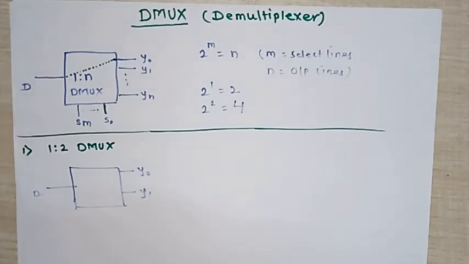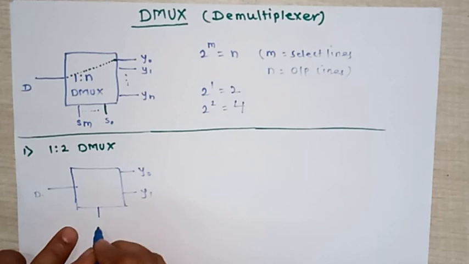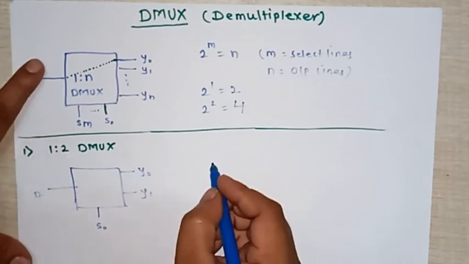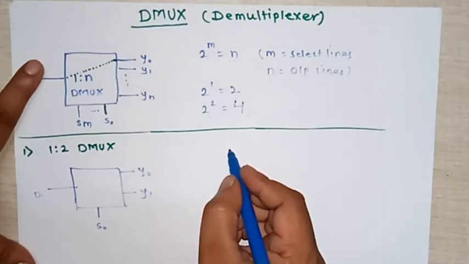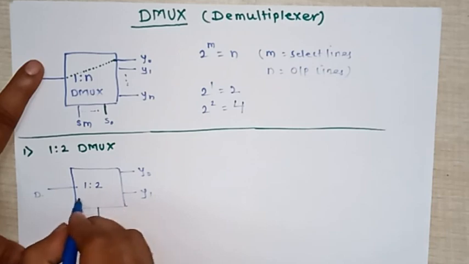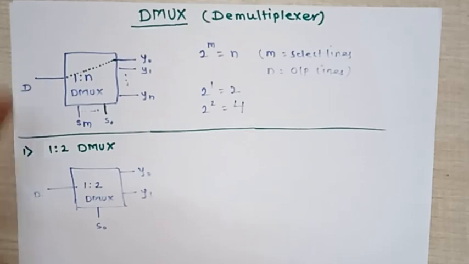According to this formula, we have to find out the number of select lines. If the output lines are 2, how many select lines do we require here? Only one select line, that is S0. So we will draw the truth table for this 1 to 2 demux. Here I will indicate the name of this demux as a 1 to 2 demux. Okay, now let us draw the truth table.